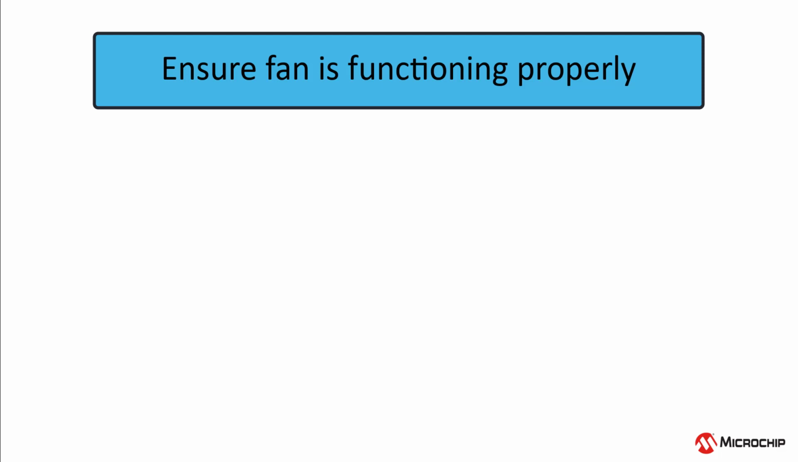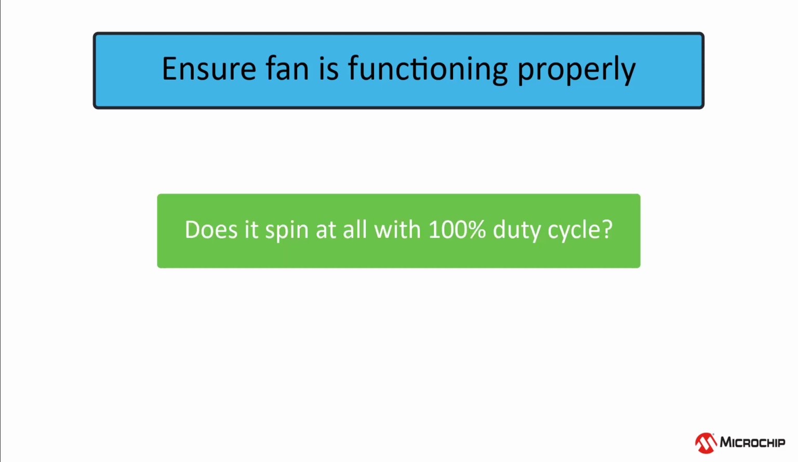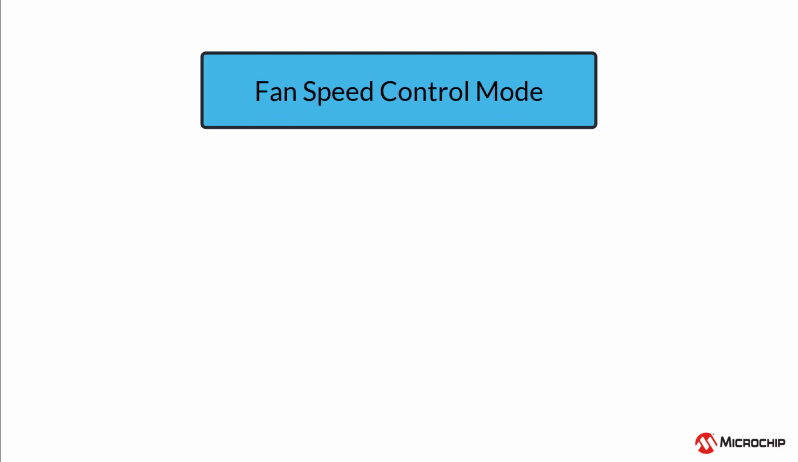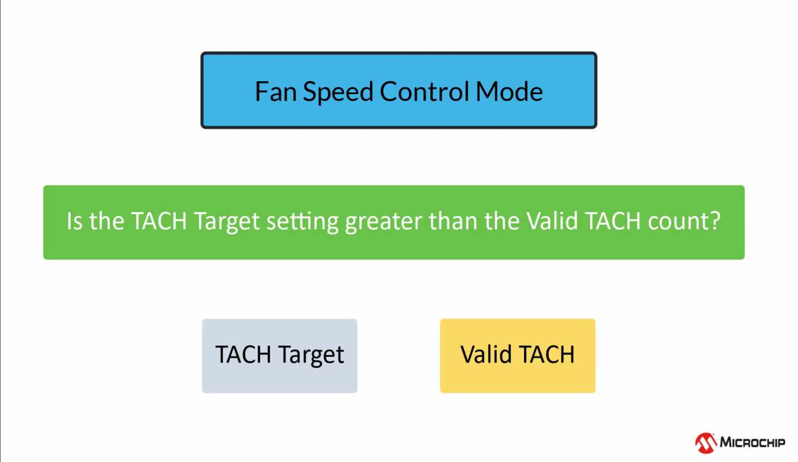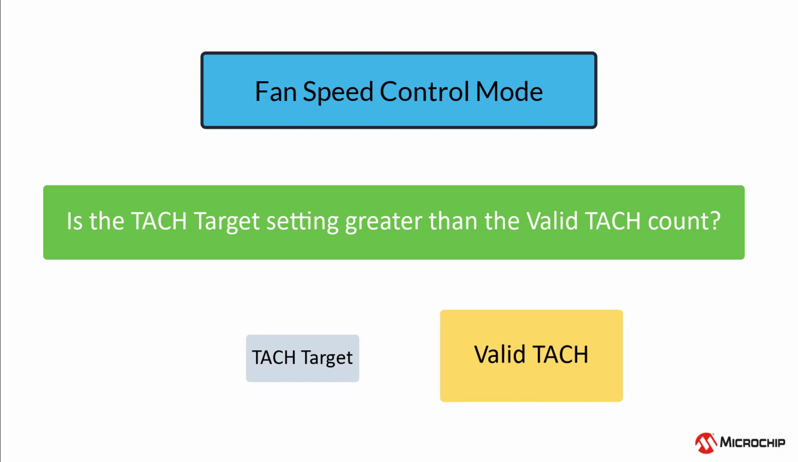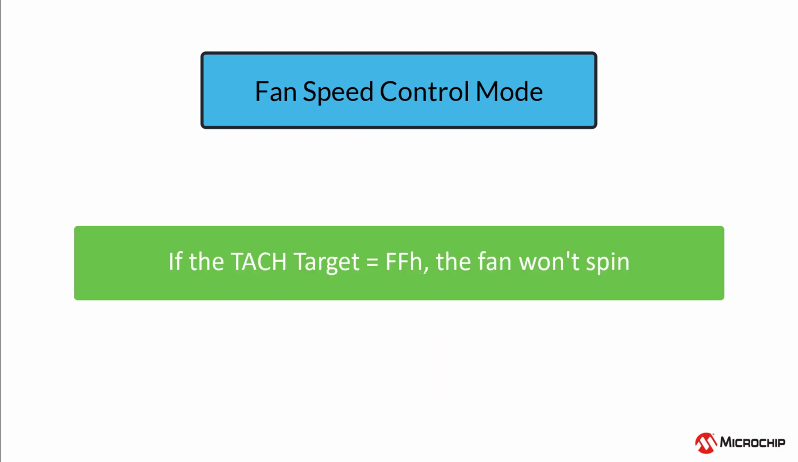If this does not work, make sure your fan is functioning properly by giving it full power and see if it spins. While you're in fan speed control mode, it could be that the TAC target setting is higher than the valid TAC count. The TAC target setting should be lower than the valid TAC count field for the fan to start spinning. Also, if the TAC target setting register is set to FF, the fan will not spin.